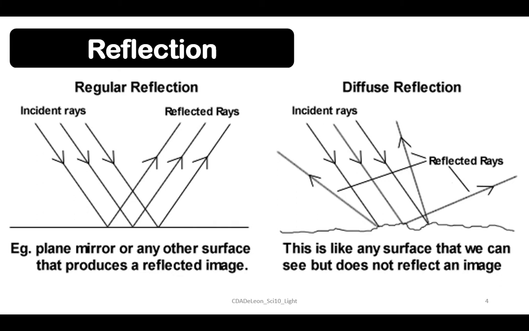Our second type of reflection is diffuse reflection, which is produced by rough surfaces that tend to reflect light in all directions. So this is like any surface that we can see but does not reflect an image. An example is the surface of a book, the surface of paper. So those are the two types of reflection.